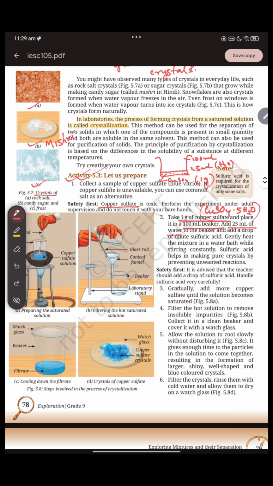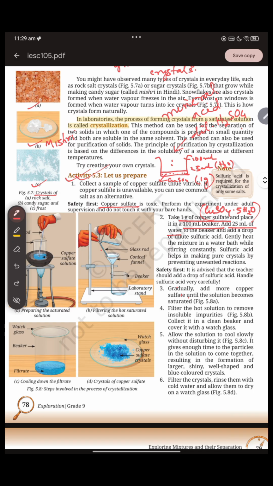And then I am adding 1 drop or 2 drops of dilute H2SO4 acid. Dilute H2SO4 is a mineral acid. So while adding acid, do it very carefully. Otherwise, tell your teacher to help you out.